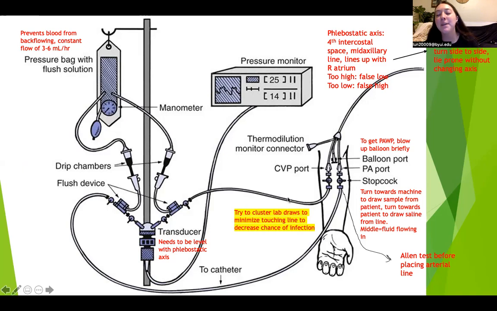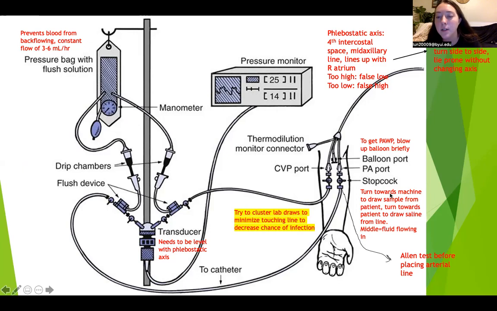But as far as accessing the ports, you're going to want to cluster cares to make sure that you minimize touching the line to decrease the chance of infection. So you do it the least amount of times as possible. If you need to draw labs, you just gather them all at a central time.